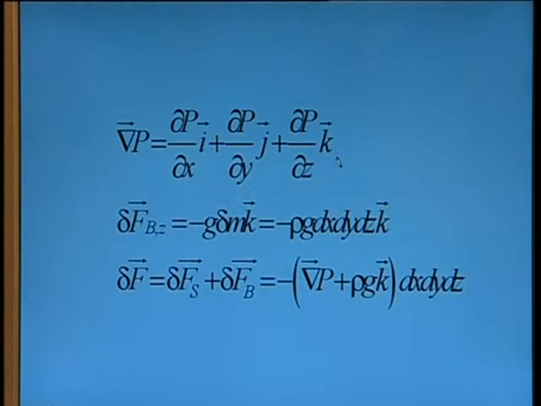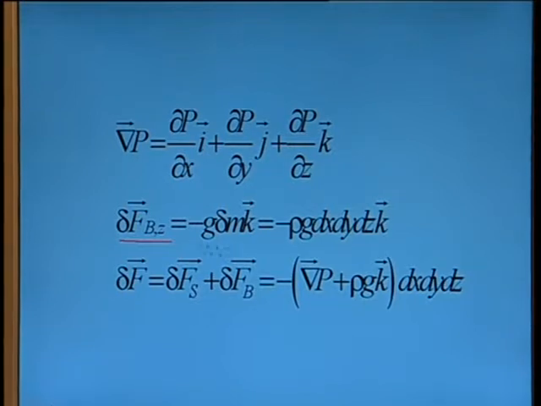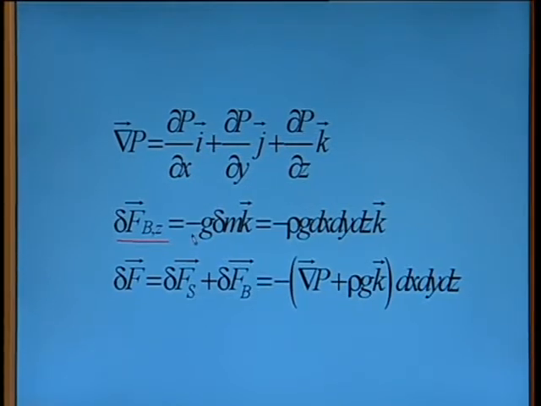So del P may be written as ∂P/∂x i + ∂P/∂y j + ∂P/∂z k. We know that this is the way to write the gradient. Now if we have a body force in z direction, which is only weight, what is the weight acting in z direction? That is minus, because it is acting in a negative z direction.